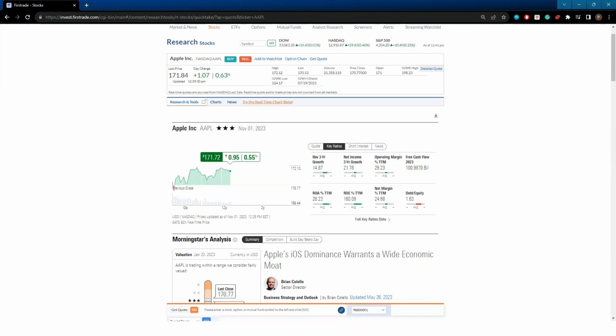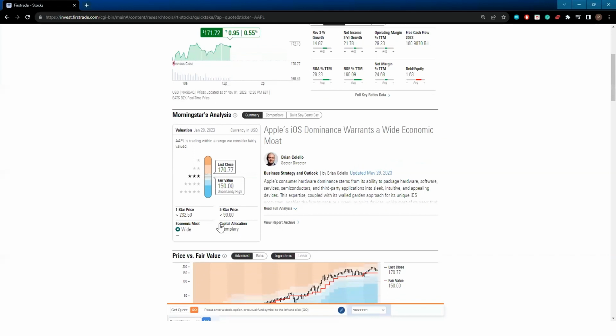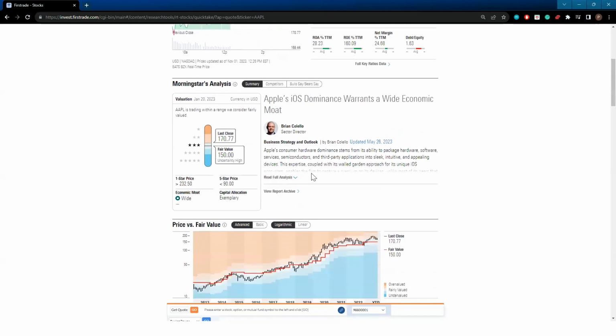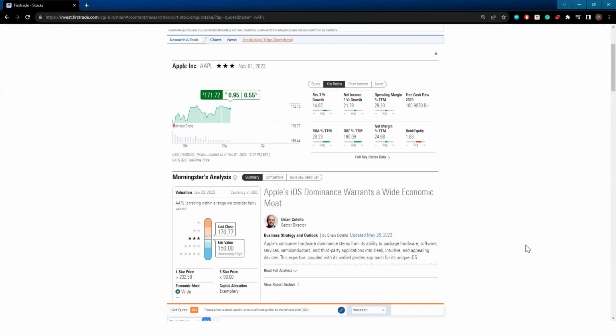Definitely Morningstar. Morningstar is a great researching tool for me. I really like looking at Morningstar. It gives a nice competitor analysis as well. But usually, when it comes to key ratios, you can get that from anywhere. But I do tend to use Morningstar, and even First Trade just for a quick snapshot.